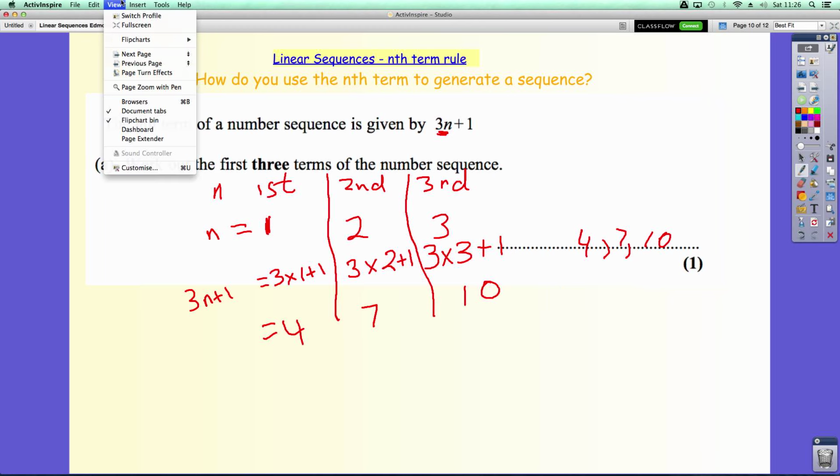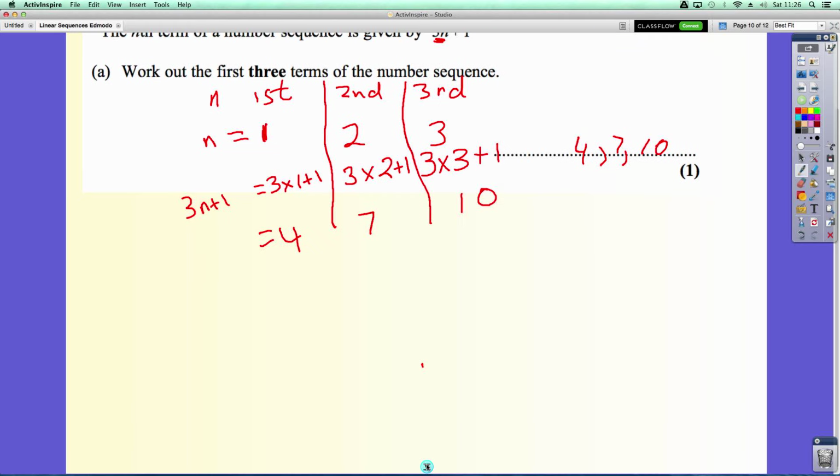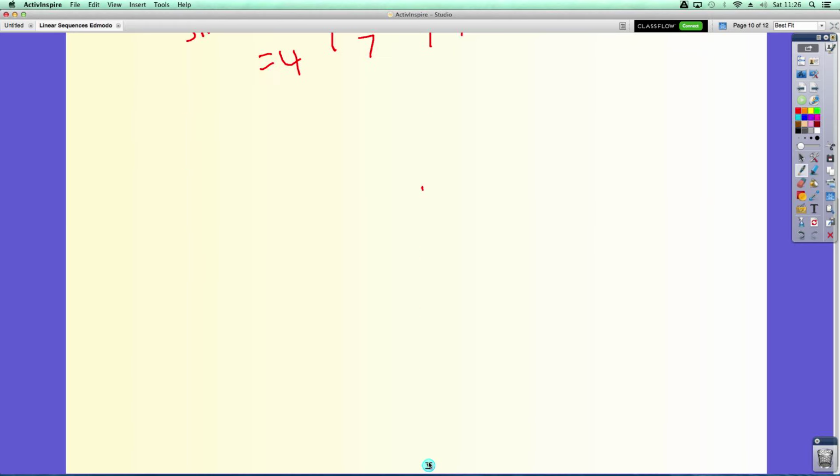Okay, another example. So if I was to find the first 4 terms of 5n plus 7, I would start by saying when n is equal to 1, 5 times 1 plus 7, and that is 12. 5 ones are 5 plus 7 is 12.